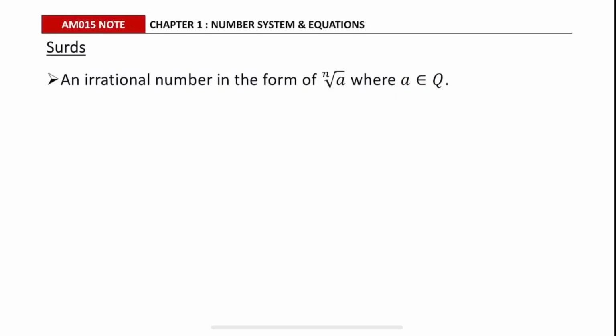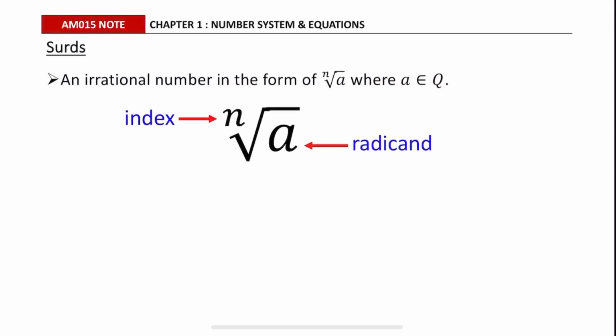Surd is an irrational number in the form of nth root of a, where a is a rational number and n is a positive integer. This means that surds are numbers which cannot be simplified into a whole number or rational number. Surd is written in this form, where n is the index and a is the radicand.